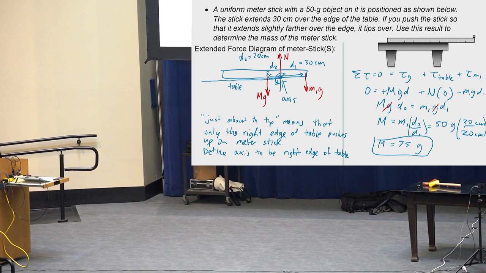How did you know that the gravity working on the ruler was 50 centimeters from the end of the ruler? Well, that part is this uniform ruler thing. The center of mass of a uniform object is at the geometric center of it. So if a meter stick is 100 centimeters long, then 50 centimeters is the center of the meter stick. There's a lot of little tricks like that in this problem.